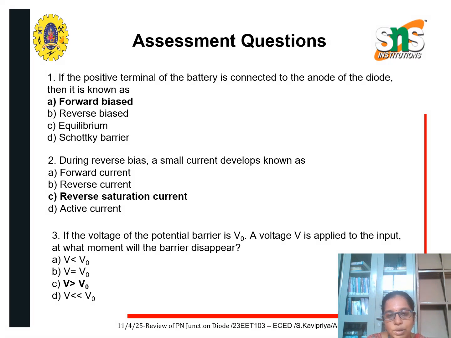Next is the assessment question. In case of forward bias, the positive of the battery will be connected to the anode and the negative of the battery will be connected to the cathode. In case of reverse bias, the current flow is very minimal, that too due to the minority charge carriers. This current flow we call the reverse saturation current. The potential barrier completely disappears when the applied voltage is greater than the barrier potential.